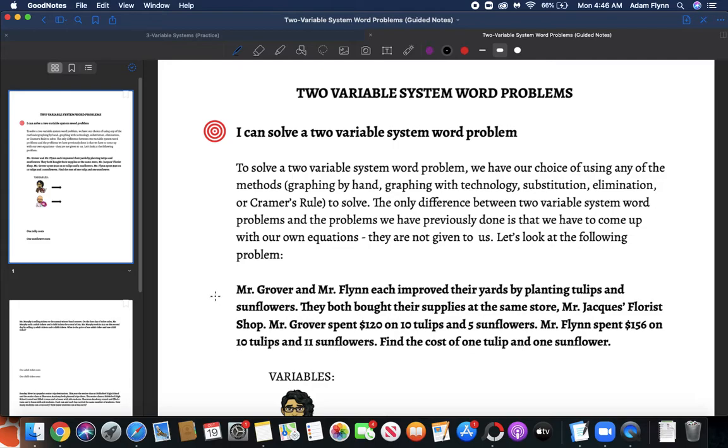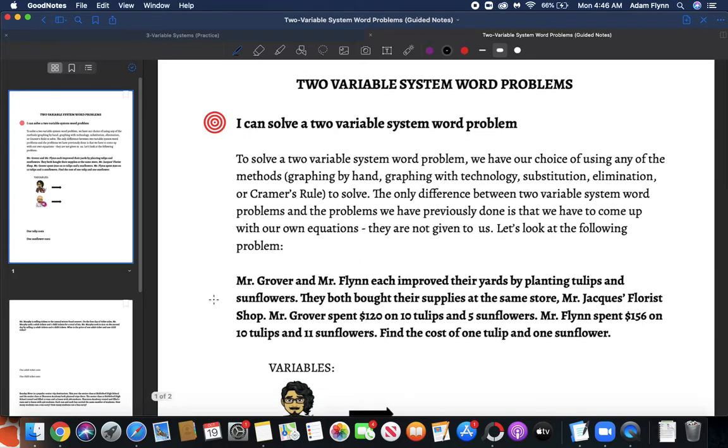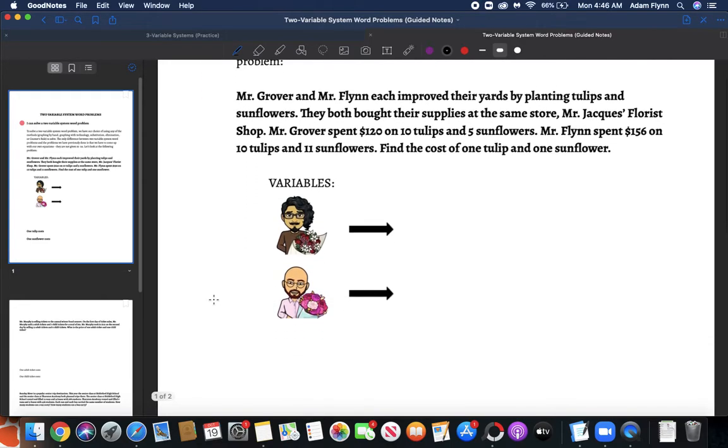Down here in bold, we have Mr. Grover and Mr. Flynn each improved their yards by planting tulips and sunflowers. They both bought their supplies at the same store, Mr. Jake's florist shop. Mr. Grover spent $120 on 10 tulips and 5 sunflowers, and Mr. Flynn spent $156 on 10 tulips and 11 sunflowers. Find the cost of 1 tulip and 1 sunflower. I'm going to scroll down a little bit.